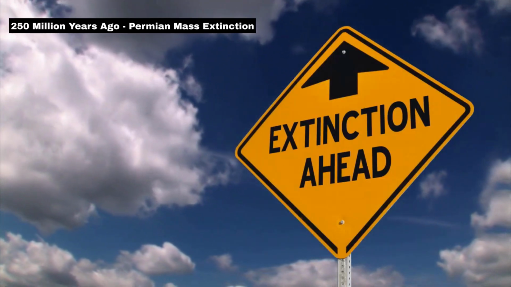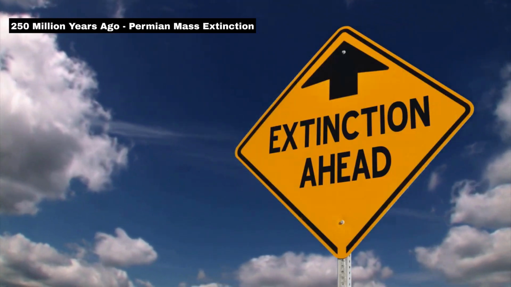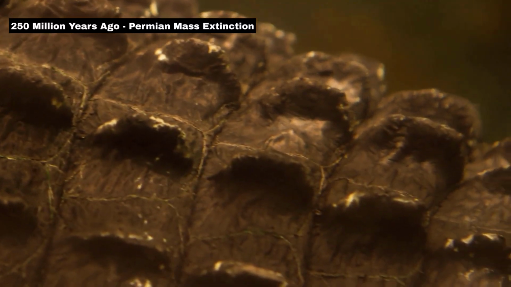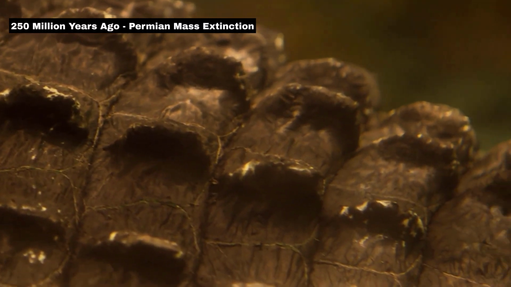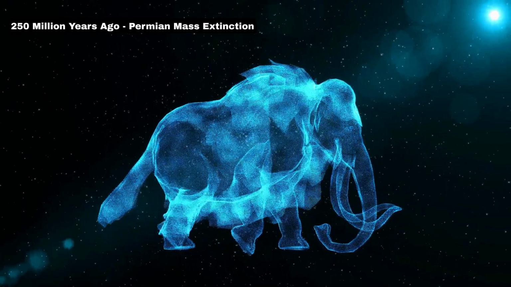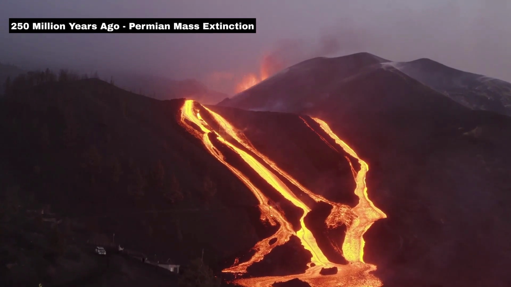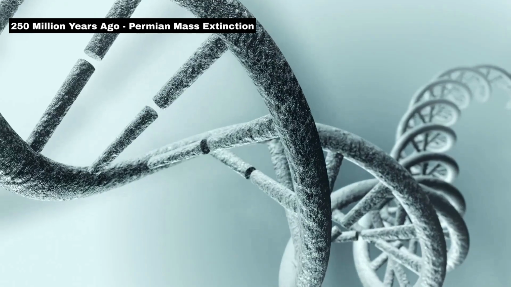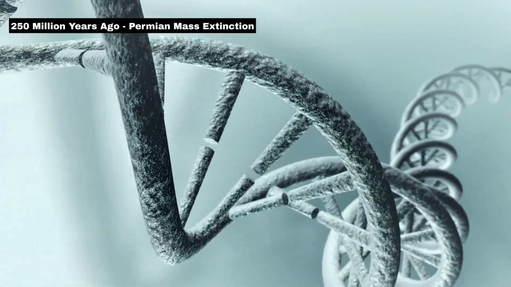Around 250 million years ago, however, a mass extinction event wiped out an estimated 90% of all species. This was the Permian extinction, the largest mass extinction in Earth's history, and it was likely caused by a combination of volcanic activity and climate change. Despite this setback, life continued to evolve and diversify.